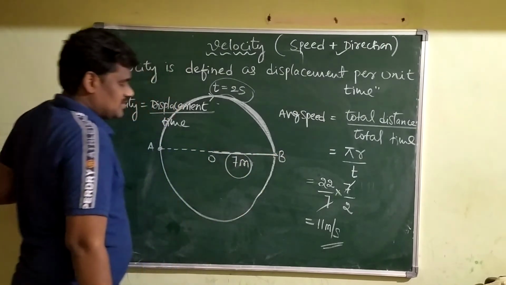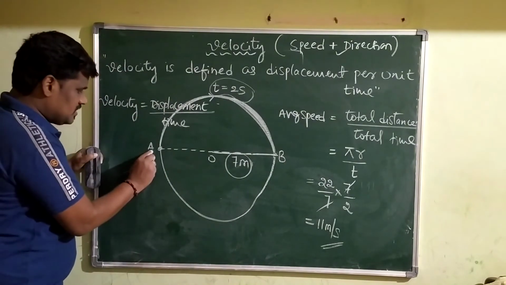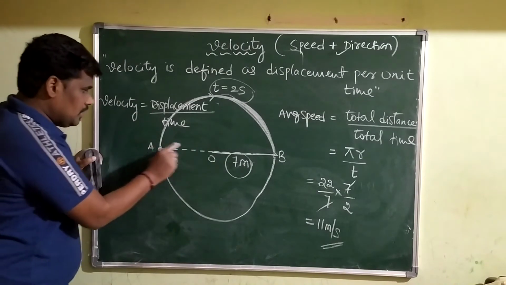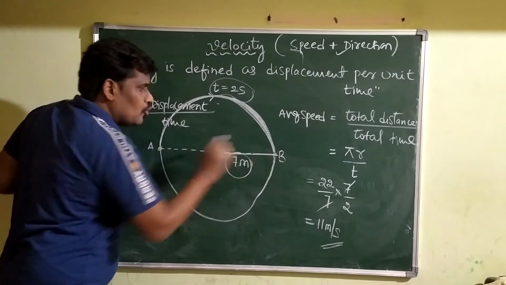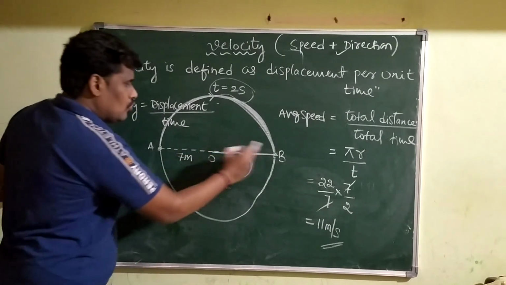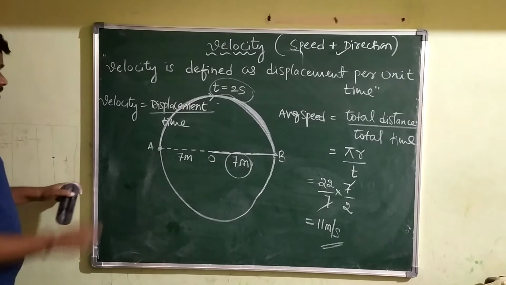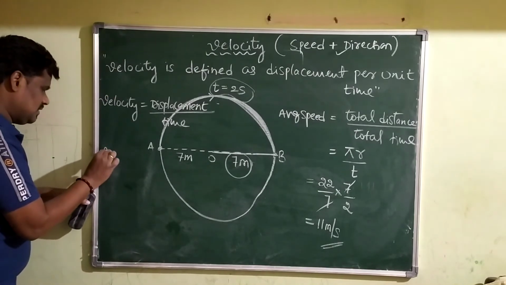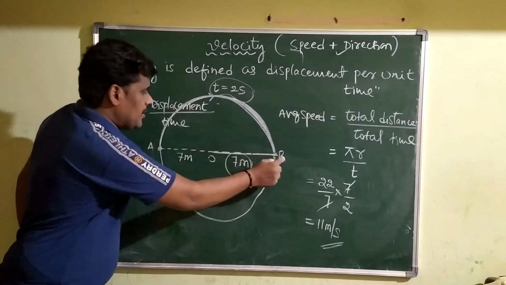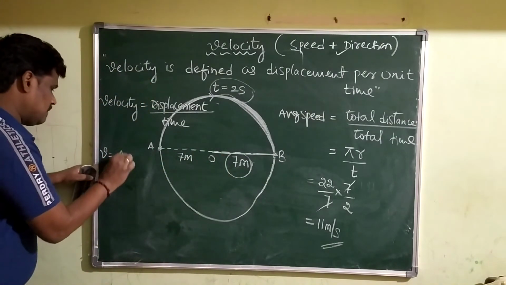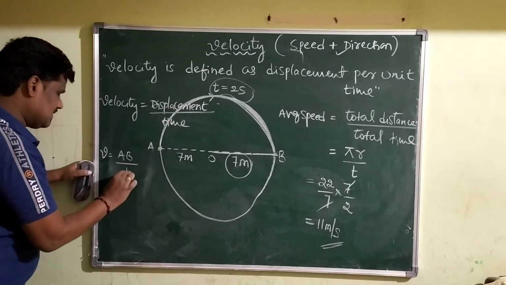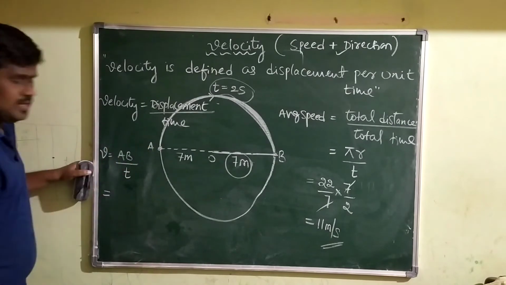This is the shortest distance. That is, the shortest distance from the initial point to the final point is given by AO plus what? OB. What is AO? AO is equal to 7 meter. OB is also equal to 7 meter. Therefore, what can I write? The velocity V is given by the shortest distance between the initial point and the final point, that is given by AB, divided by the time taken, that is T.